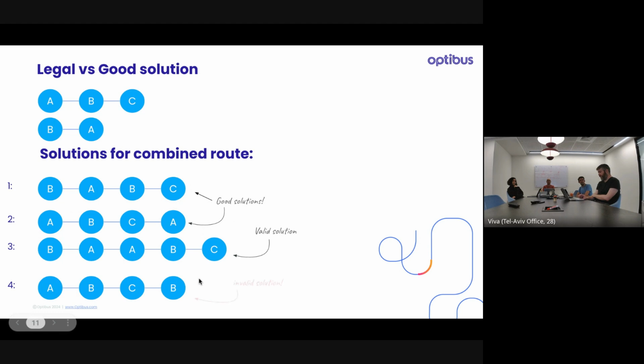The last one is not a valid solution at all because this route BA is not a subset of this combined route. We have both B and A, but the order matters. We don't have a B that comes before A. We have B that comes only after A. Okay, so now again, it's a good place to pause the video and think about this problem.